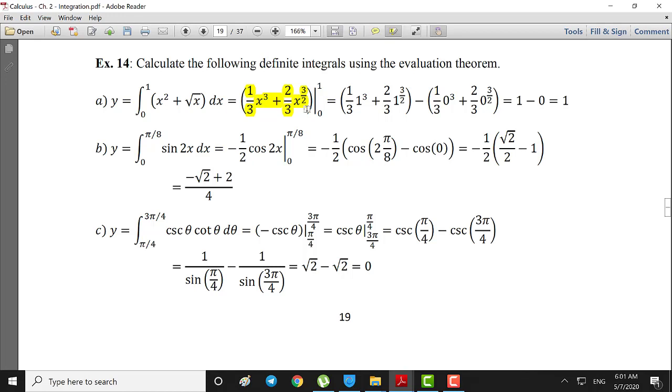Now we have to evaluate this antiderivative at the upper limit and at the lower limit and subtract the values. The evaluation at the upper limit is 1 over 3 times 1 to the 3 plus 2 over 3 times 1 to the 3 over 2. The evaluation at the lower limit is 1 over 3 times 0 to the 3 plus 2 over 3 times 0 to the 3 over 2. Now, the first part is equal to 1 over 3 plus 2 over 3, which is 1, and the second part is 0. So the final result that we get is 1.